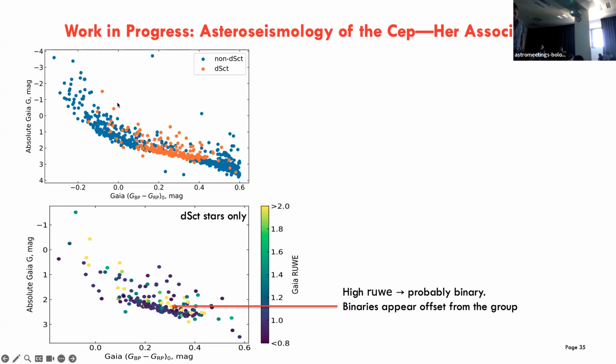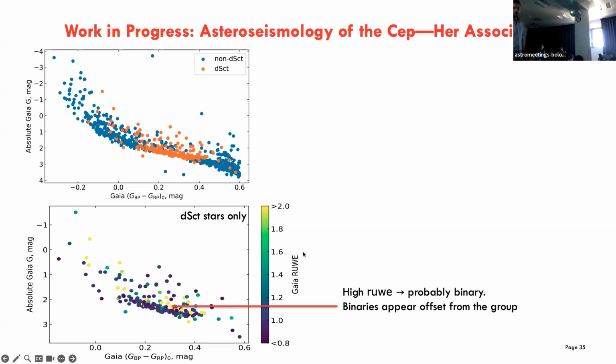If you take a cut on color, this is a really broad cut on color that includes B stars and goes down to F stars. You can see quite neatly a group of delta Scuti stars that look like they are the main sequence pulsators of this cluster. And so in this bottom panel, I'm plotting only the delta Scuti stars.